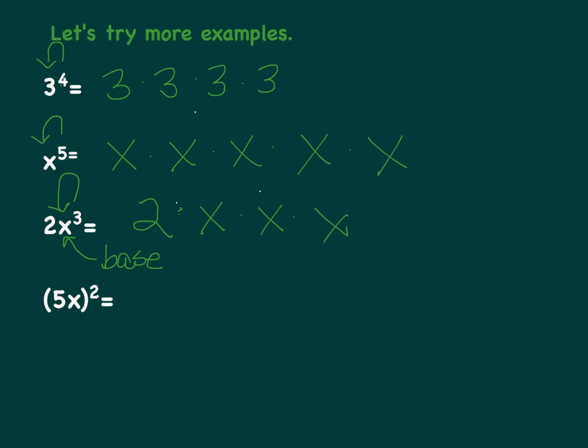5x to the second. Now we have a different situation. Our base is everything within the parentheses. So that means that my exponent of 2 is going to apply to the 5 and to the x. So in my expanded form, I'm going to write 5 times 5 times x times x.